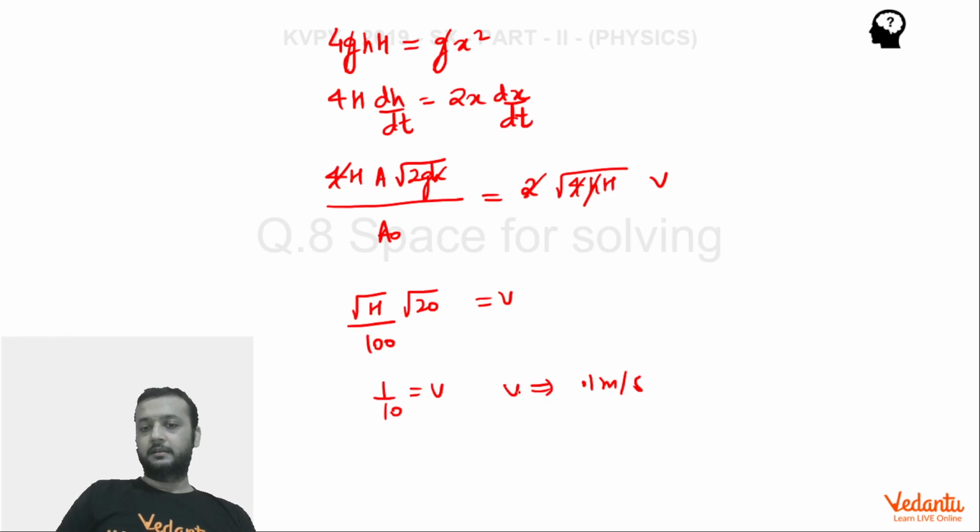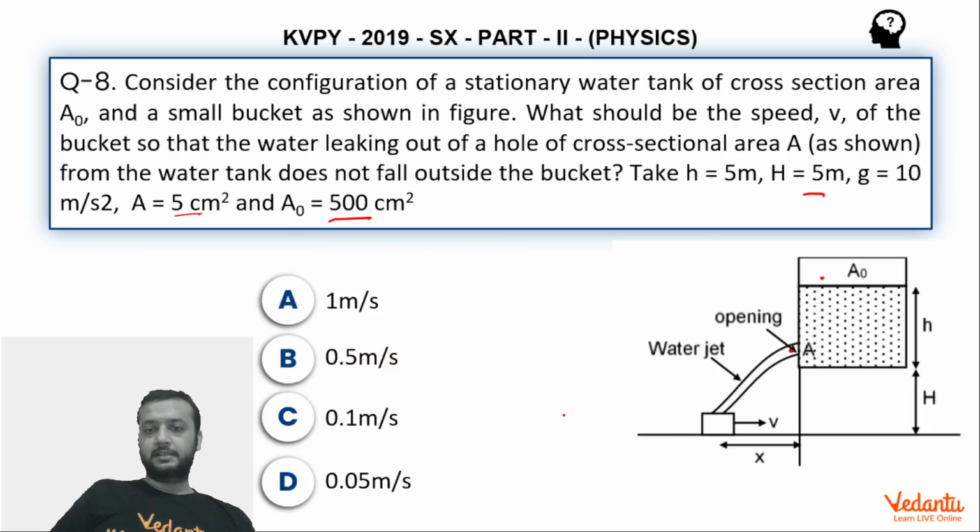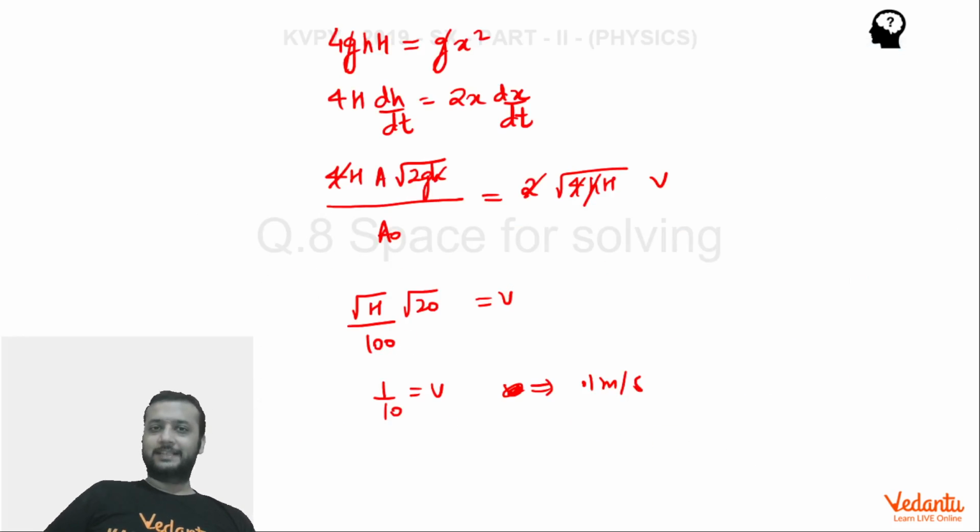This is the speed, which is 0.1 meter per second. So the answer will be option C, 0.1 meter per second. I hope you would have understood. Again, I have applied Torricelli's equation, and for applying it there is an assumption which we need to make, which is that the tank should be open. I hope you would have understood. That's it. Thank you.